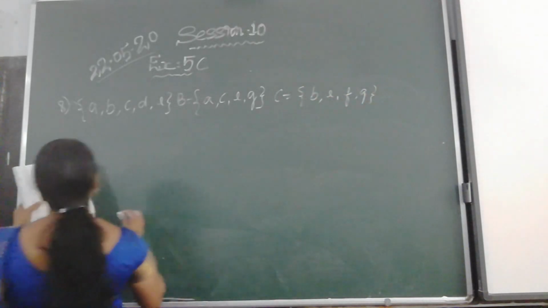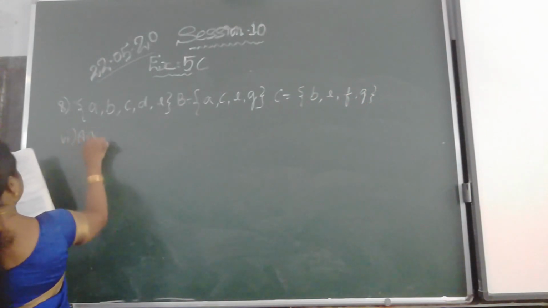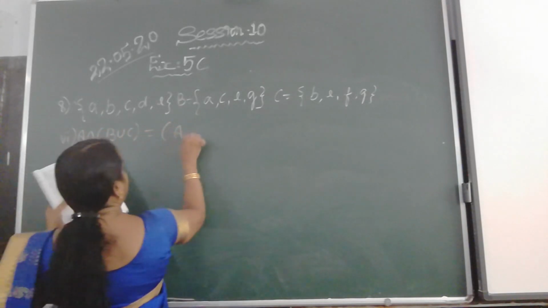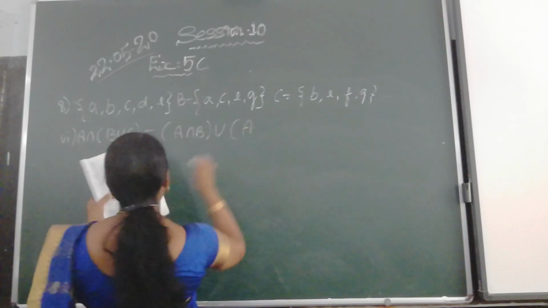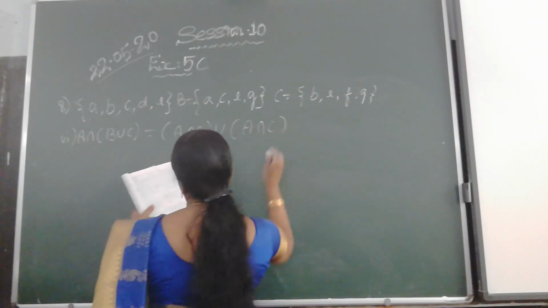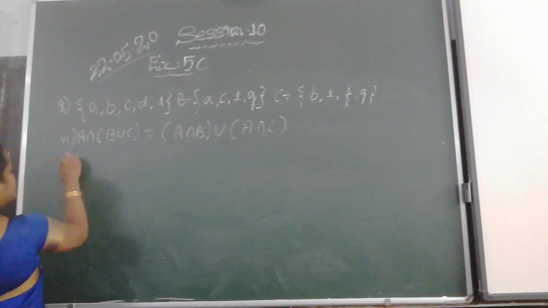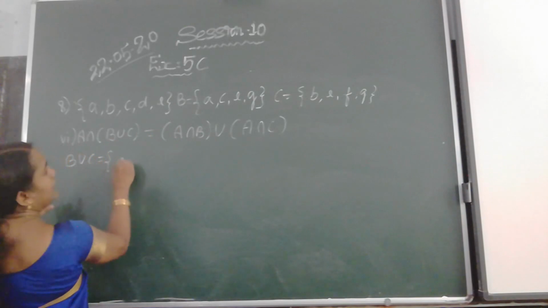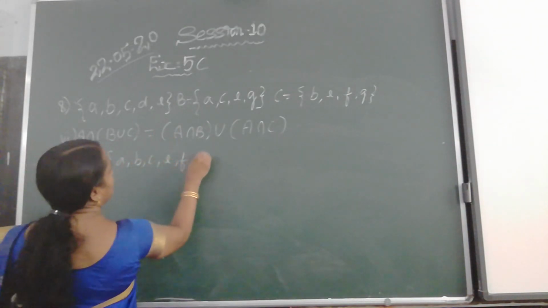Now the last one we have to find out. Sixth one: A intersecting B union C equals A intersecting B union A intersecting C. We have to find both sides. First, what we have to find out is B union C. We are getting A, B, C, E, F and G.